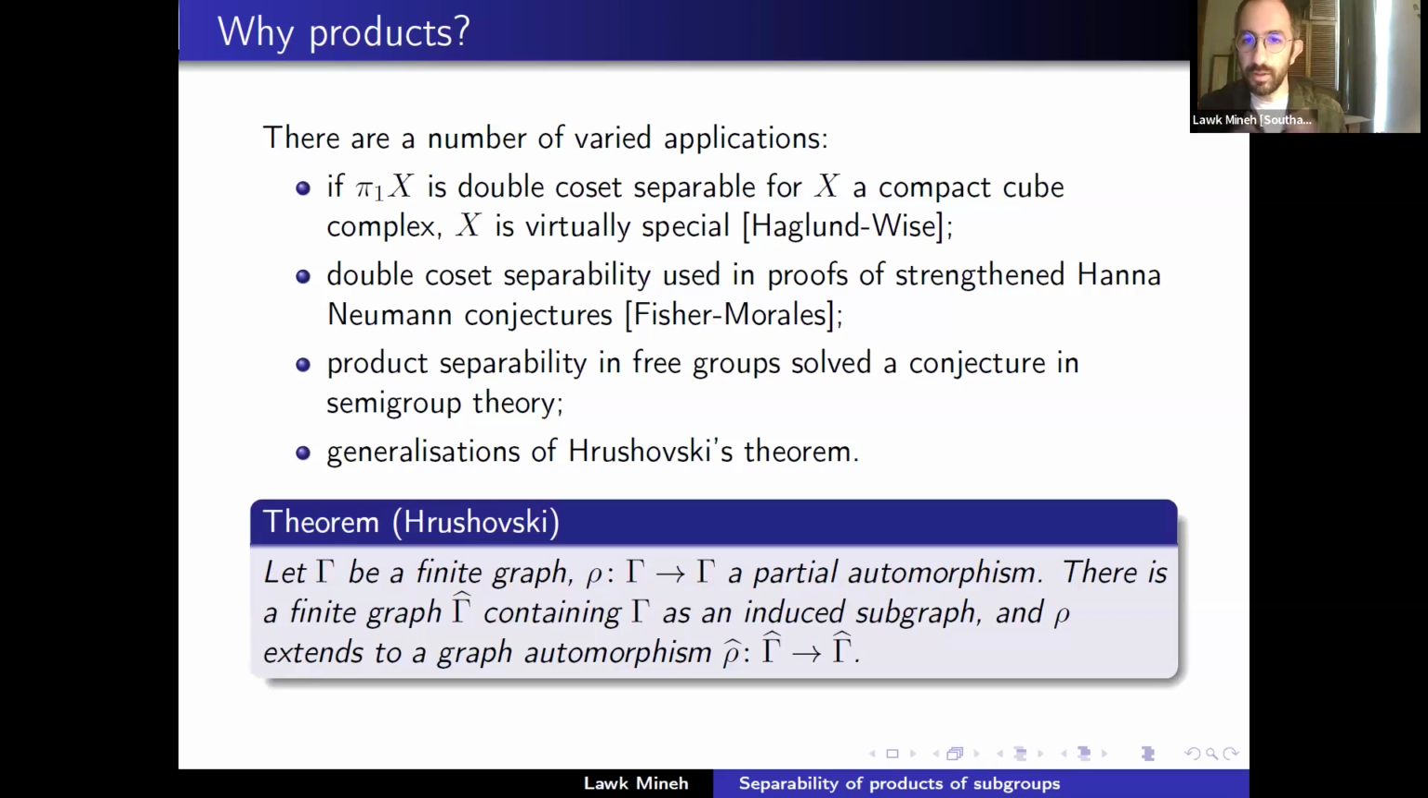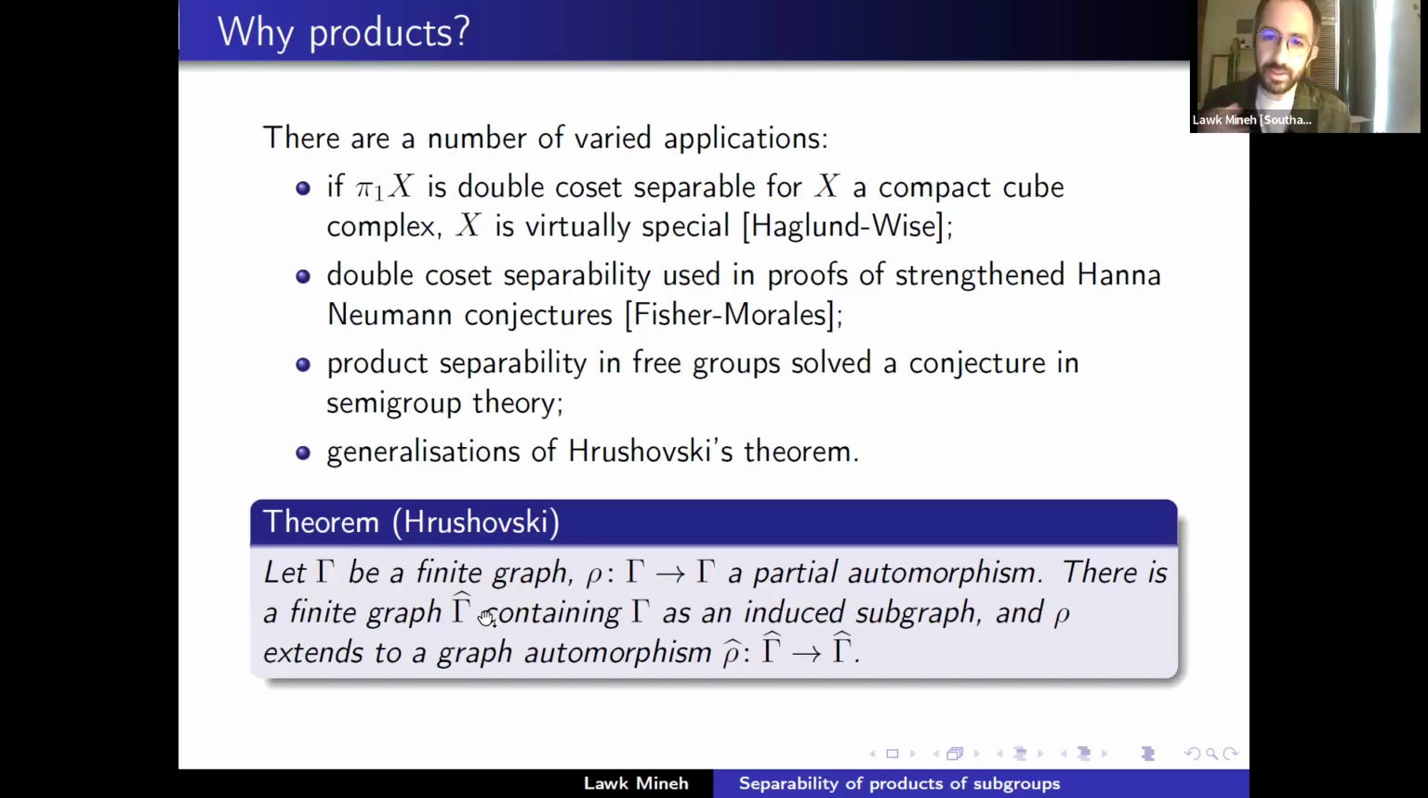The theorem says that you can extend this graph. So there's a bigger graph, gamma hat, say, containing gamma as a proper induced subgraph. And the partial automorphism of gamma actually extends to a full graph automorphism of this bigger graph. So you can always add some vertices and edges, maybe lots and lots and lots. The graph can be very big, but you can extend partial automorphisms to actual automorphisms.